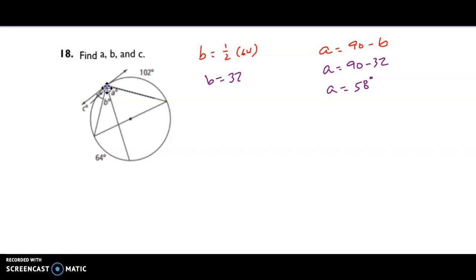And again, C is this angle here, and C is going to be half of the intercepted arc right here. So if we can figure out that arc, C is going to be half of that. We already know this is 102, this is 180. So that arc is going to be 360 minus 180 minus 102. And whatever that is, C is going to be half of that.